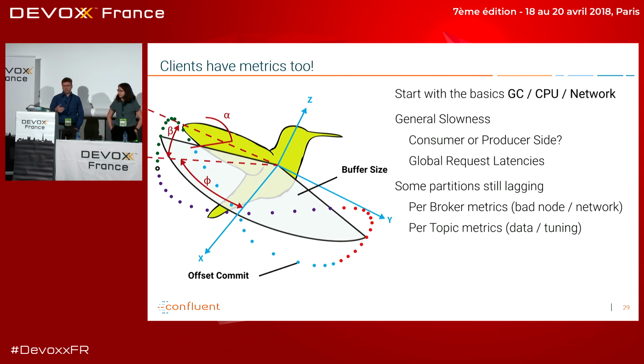So the clients have metrics. They break it down by consumer and producer. The first thing you want to look at is the global request latencies, which are broken down by consumer and producer. And that will tell you, well, is the problem on the consumption side, or is it on the production side? So that's the first thing.